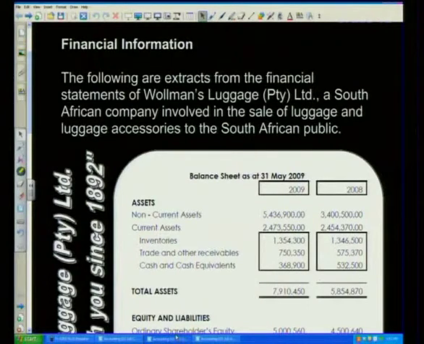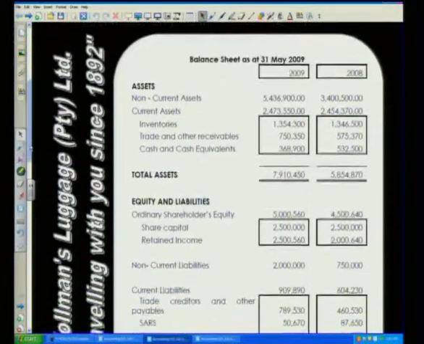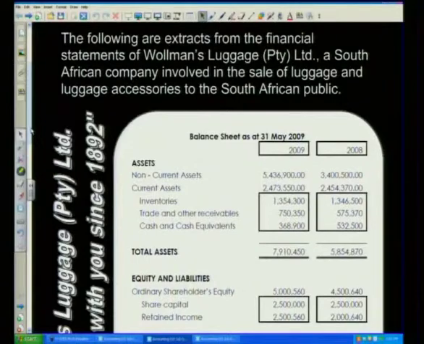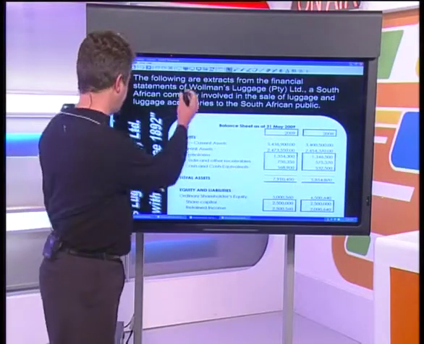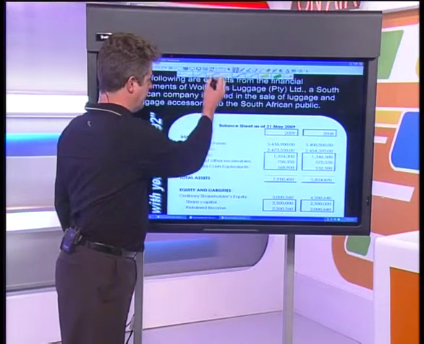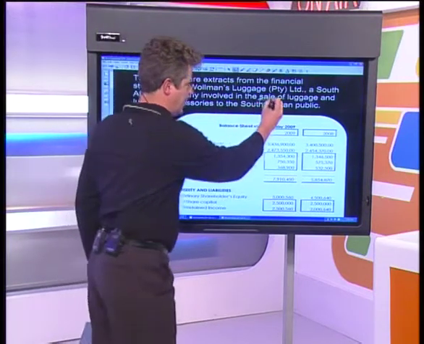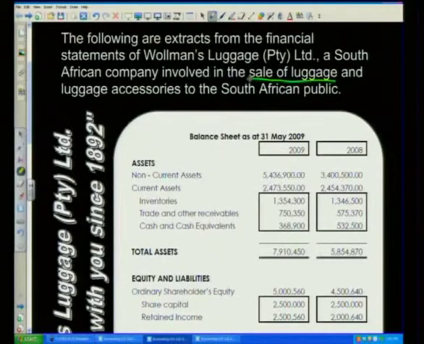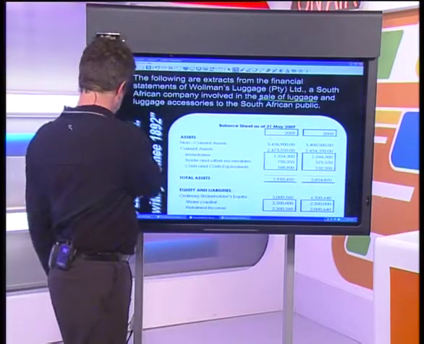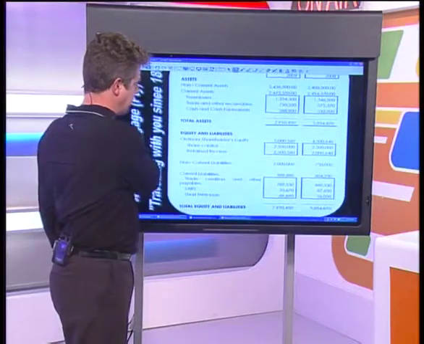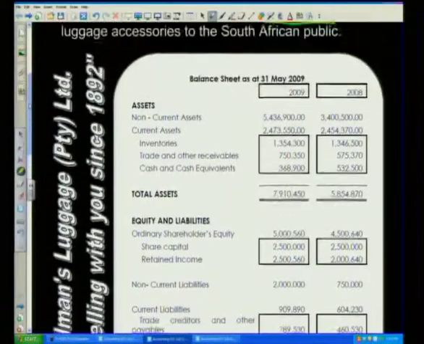You'll see that we've been given here some financial statements from Wallman's Luggage, a South African company involved in the sale of luggage. I'm sure you would have guessed that from the name of the business. They sell luggage and luggage accessories to the South African public. So right up here on the board, I've got a financial statement of this business.